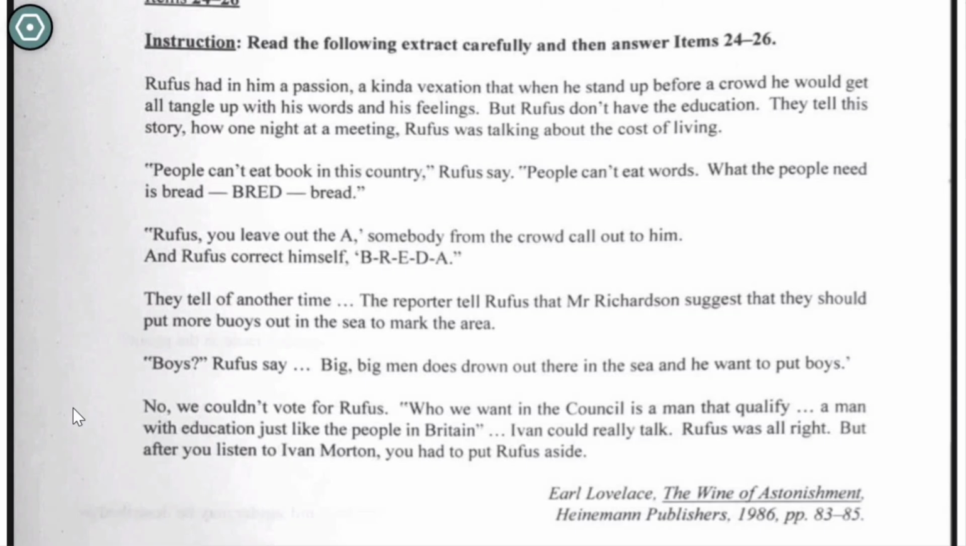Ivan could really talk. Rufus was all right. But after you listen to Ivan Morton, you had to put Rufus aside.